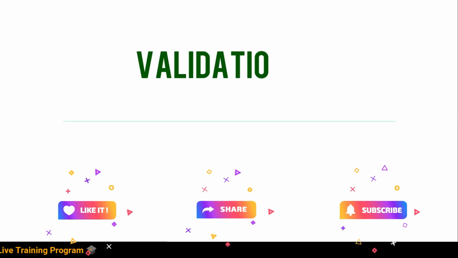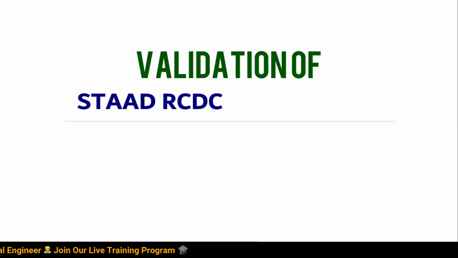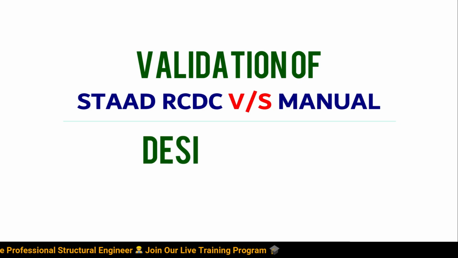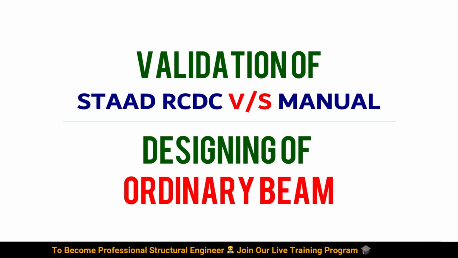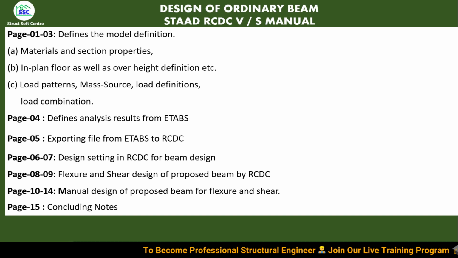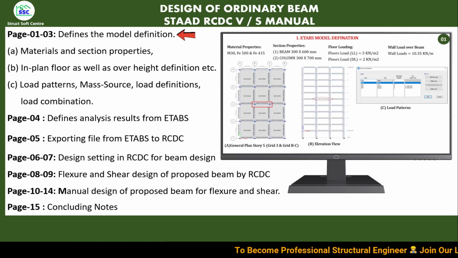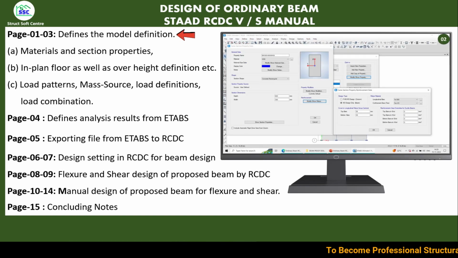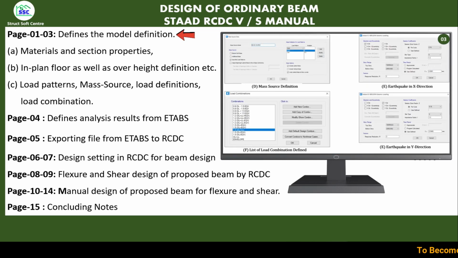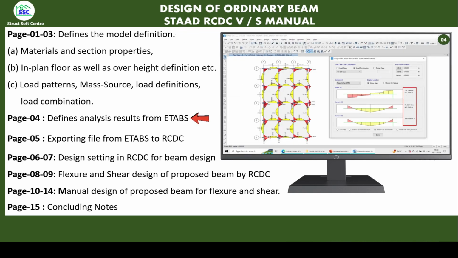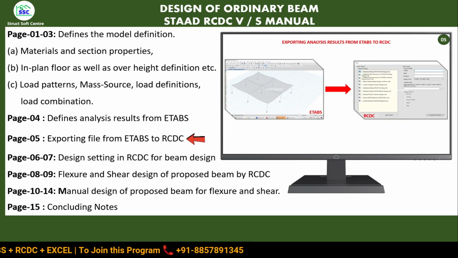Here we are going to see the validation of STAAD RCDC software with the manual calculation, especially for the designing of an ordinary beam. For better understanding, we will go through multiple pages. Pages 1 to 3 will define the model definitions that we are going to set in the ETABS software. Page 4 will define the analysis results that we are getting from the ETABS software, and page 5 will define how to export the ETABS result for STAAD RCDC.